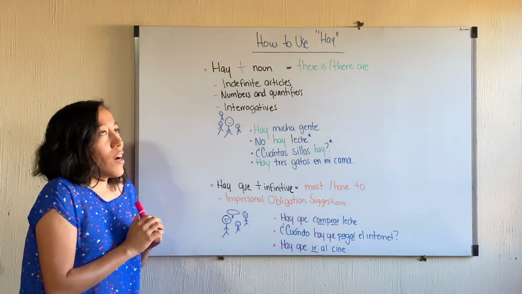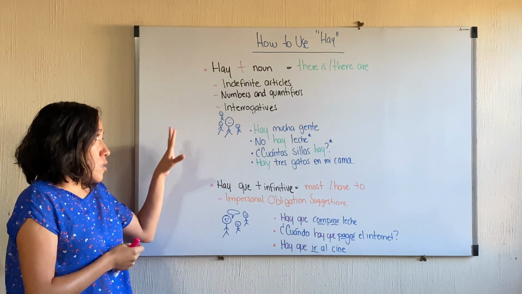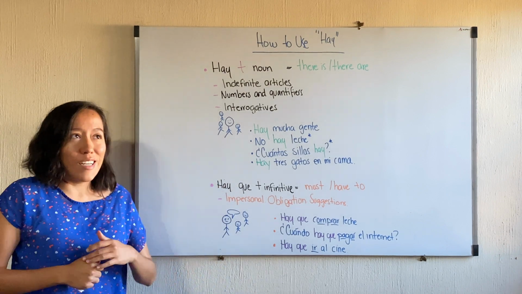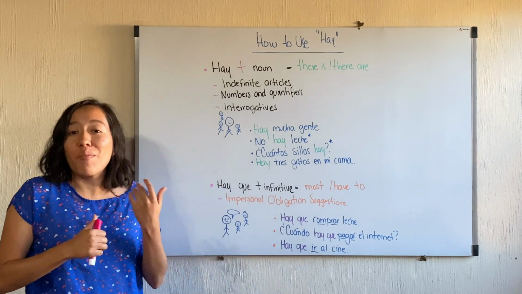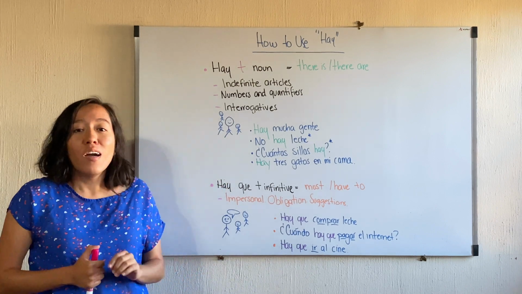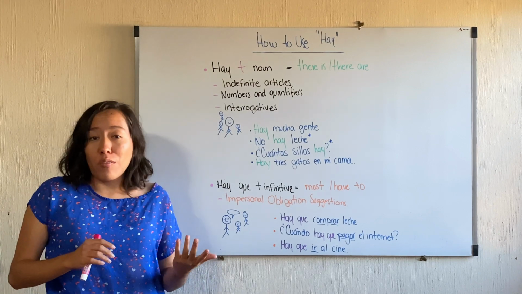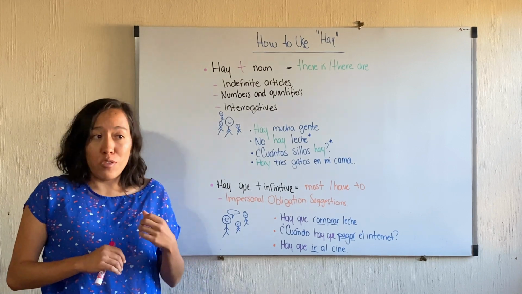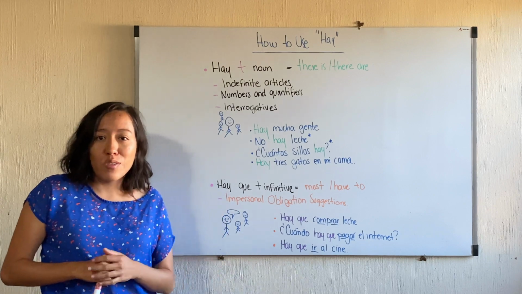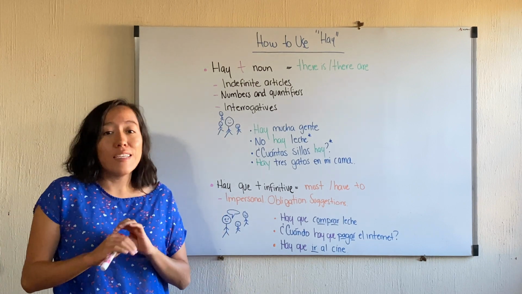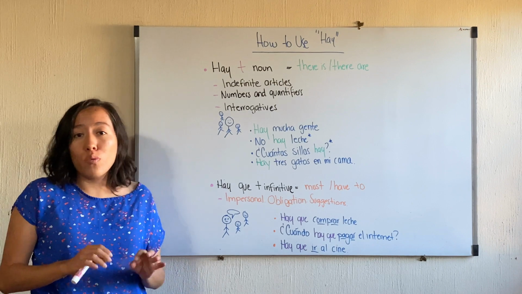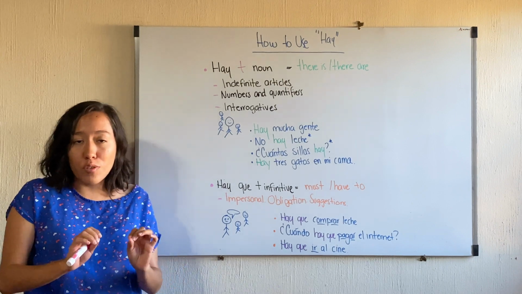So something that you have to keep in mind when you're using this structure is that, unlike other verb forms, hay only has a singular form. This means that no matter if you're working with a plural noun such as gatos, carros, sillas, hay is never going to change. You're always going to keep it in singular form.